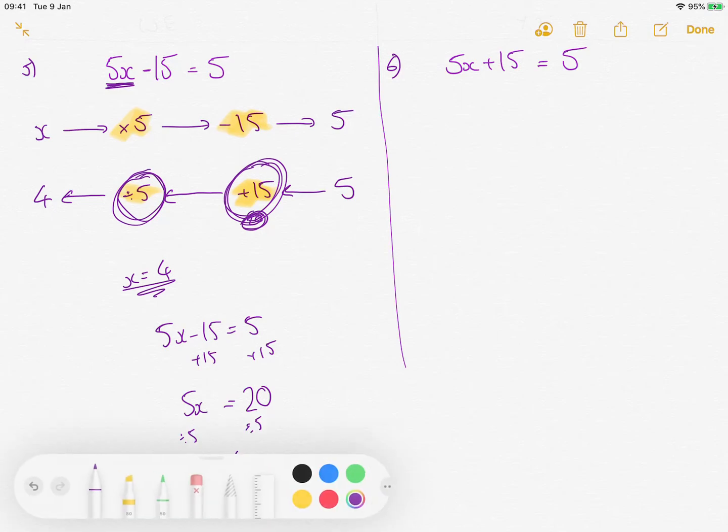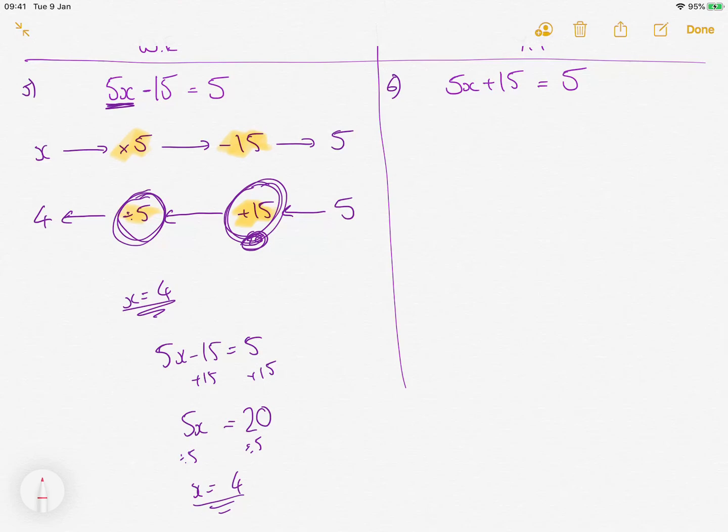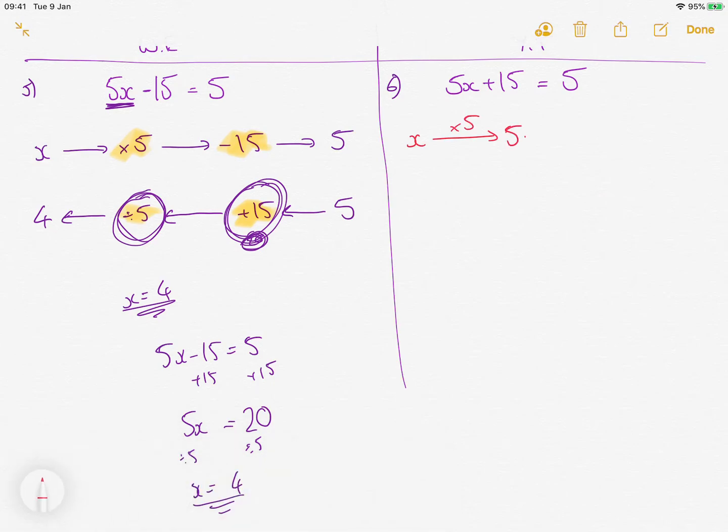Right, have a go at the one on the right with whichever method you would like to use, and then I'll go through it now. So we're starting with x, multiply by 5. So I've written it a bit differently to how I did that. Oh no, I have written it a bit wrong actually. Would get us to 5x, then add 15 would get us to 5x, add 15, and that's equal to 5.